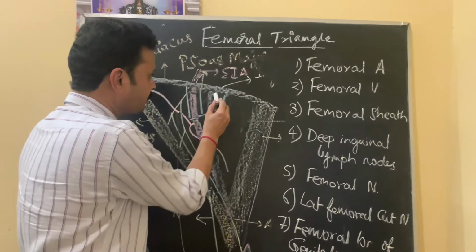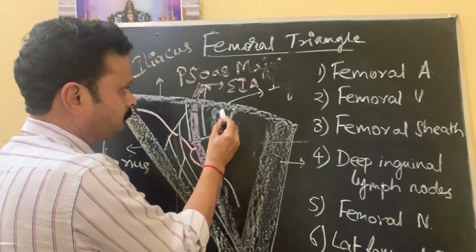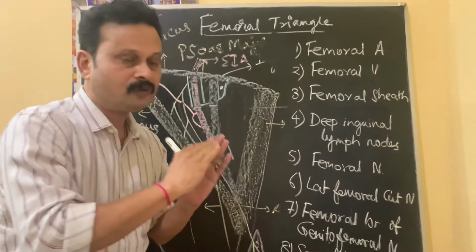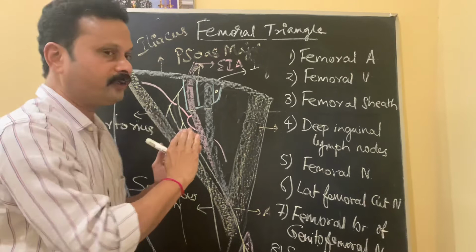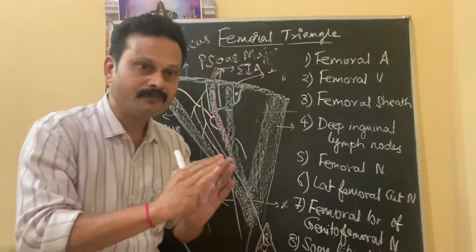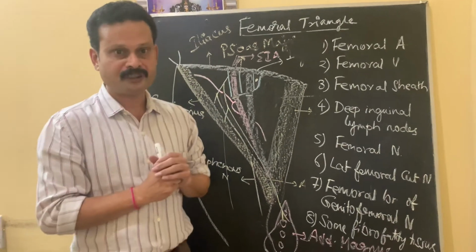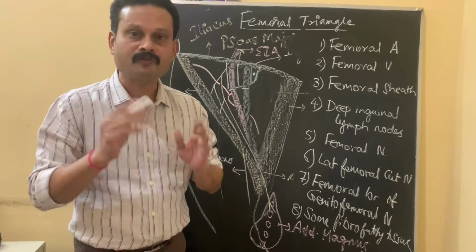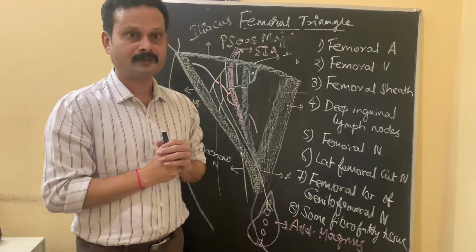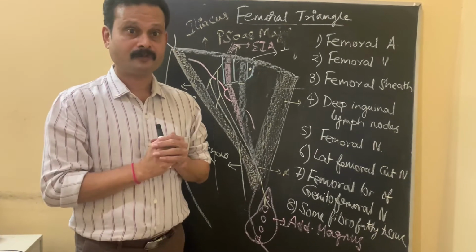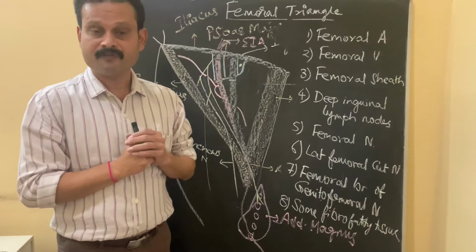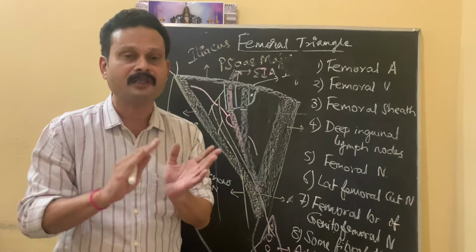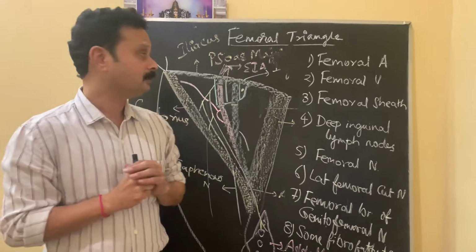Now coming to the description of this femoral canal. It is the medialmost part of the femoral sheath. It forms the medial compartment of the femoral sheath. It is smaller, only around 1.25 centimeters in its size. It is empty. It contains a deep inguinal lymph node, that is the lymph node of Cloquet or the lymph node of Rosenmuller.